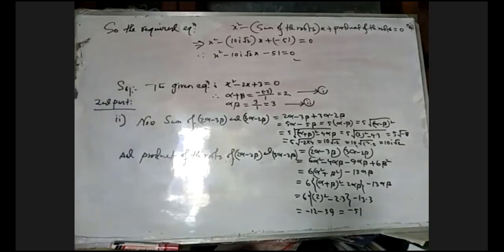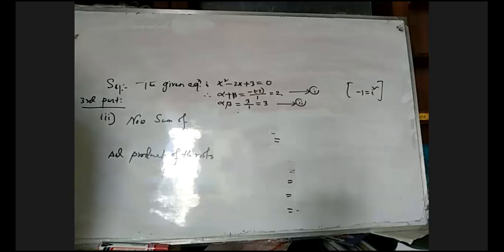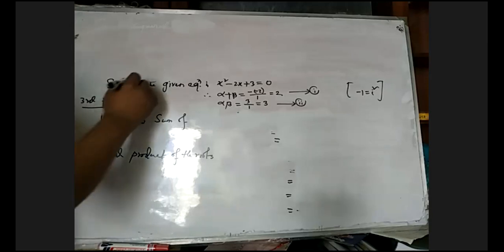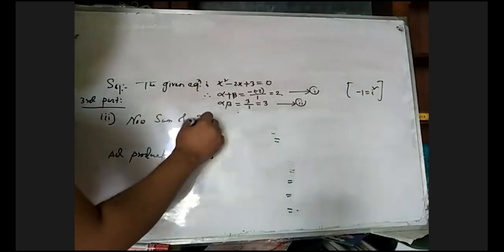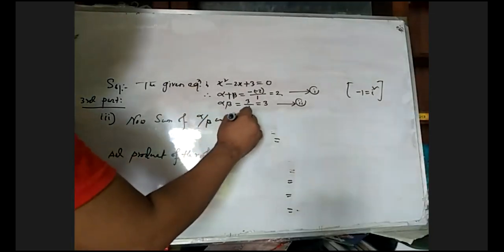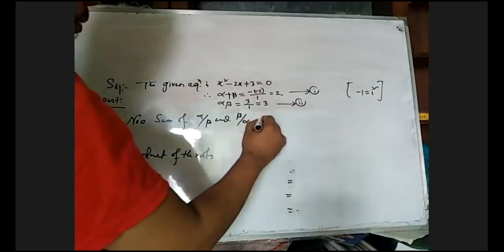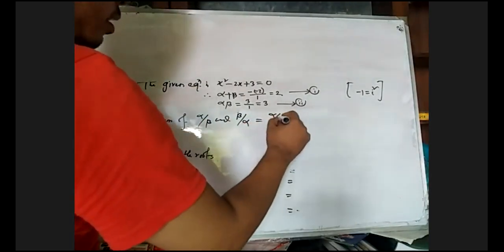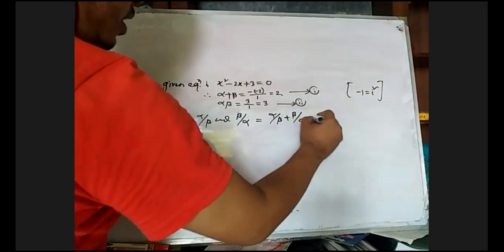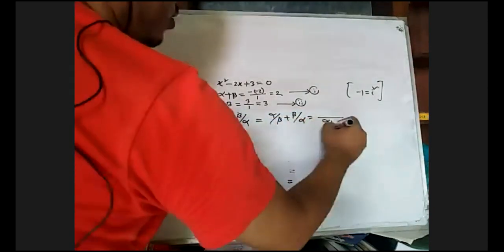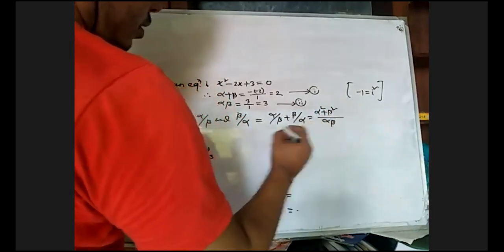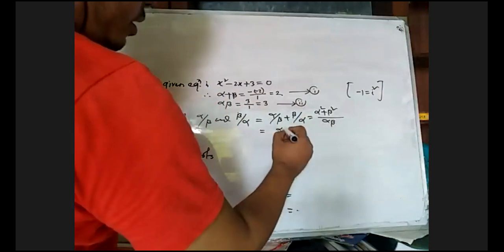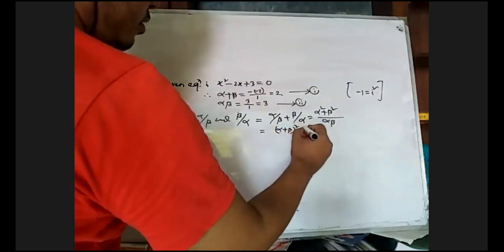What were the roots of the third part? Alpha by beta and beta by alpha. Okay, in the third part, same procedure. Now the sum of alpha by beta and beta by alpha. Sum, what will it be? Alpha by beta plus beta by alpha. Just taking LCM alpha into beta, alpha square plus beta square. This equals what? A plus b whole square minus twice ab.